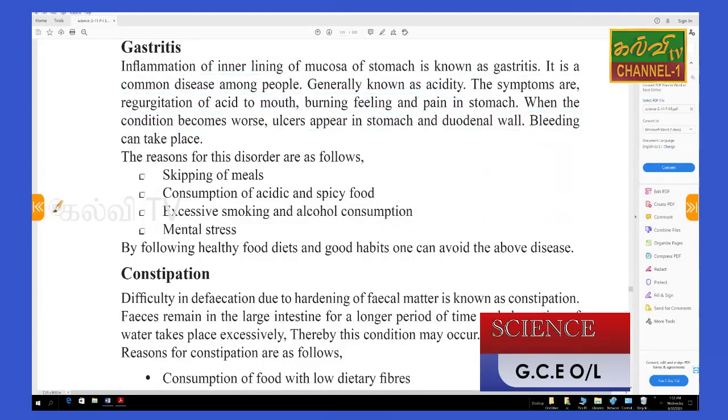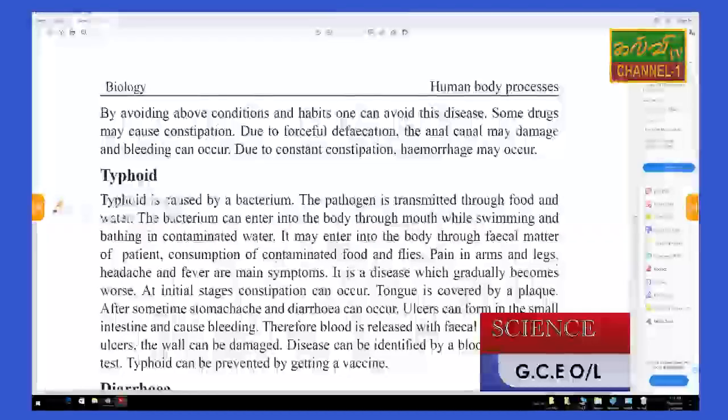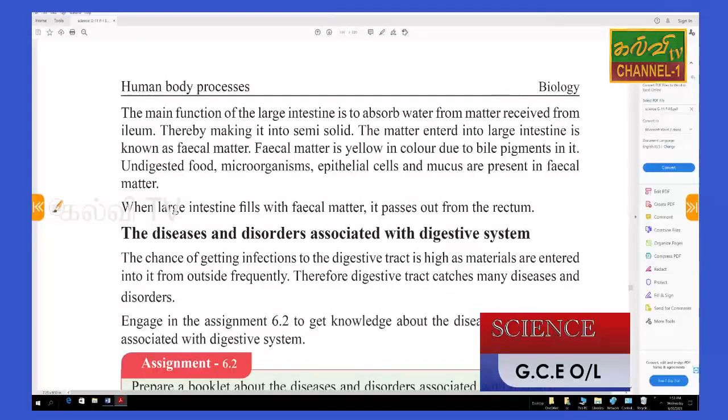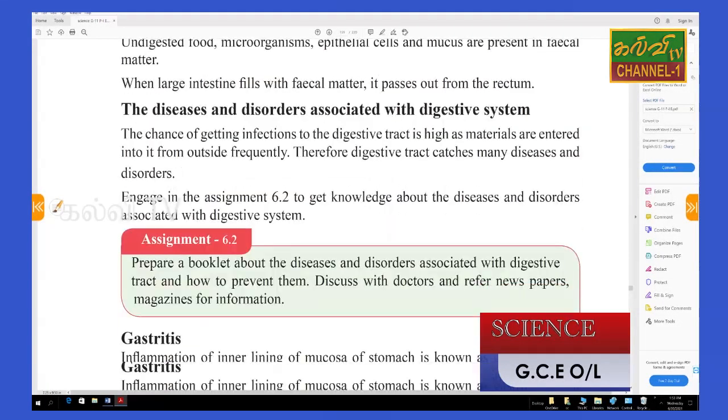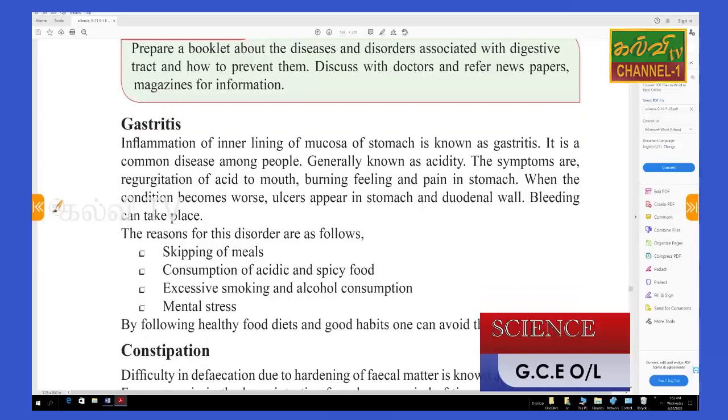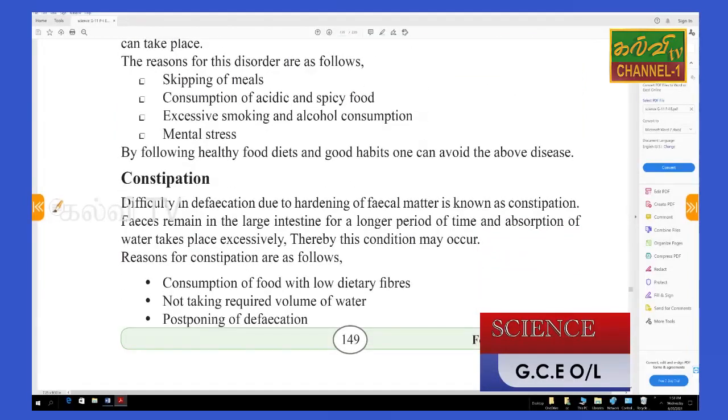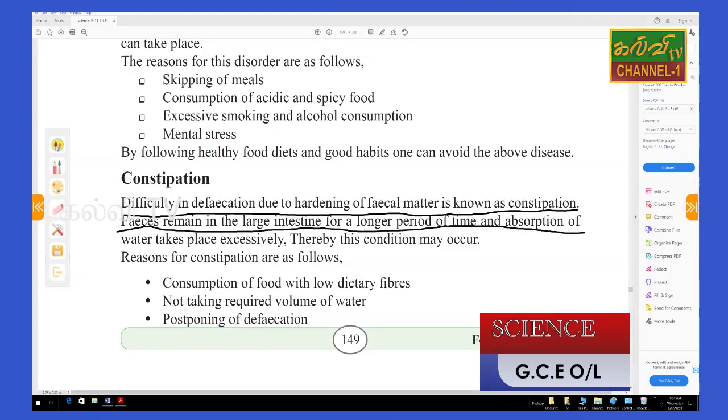Okay, for the last part we don't have sufficient time, right? The disorders of the digestive system, we studied gastric problems and constipation. Constipation we already discussed. What is it? Difficulty and hardening of the material. Feces remain in the large intestine for a longer period of time, so absorption of water takes place excessively, and therefore the condition may occur. Reasons for constipation, right?